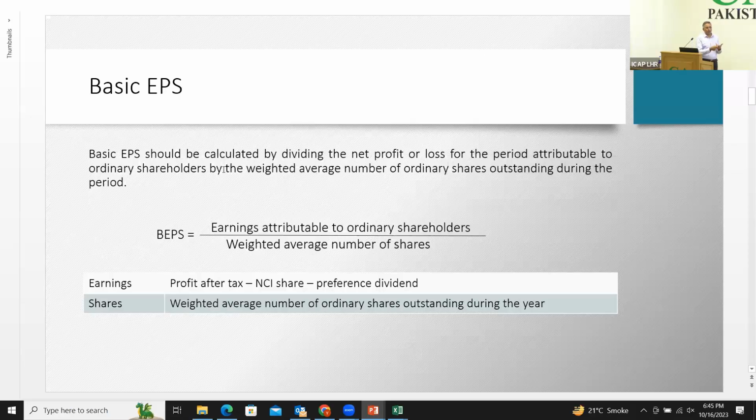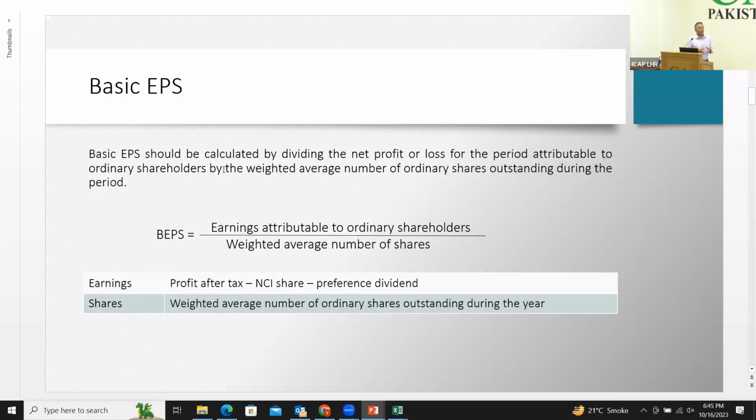That should be after interest, after tax, and after any preference dividend, and preference shares are further divided into cumulative or non-cumulative. In case of cumulative, although the dividend in this year may not be paid because there is insufficient profit, while calculating basic EPS you will deduct the dividend available to cumulative preference shareholders. In case of non-cumulative, the dividend will only be deducted to arrive at this figure if it has been declared during the current year. So it's very important what profit is actually available to the ordinary shareholders. So it will be earnings divided by the weighted average number of shares.